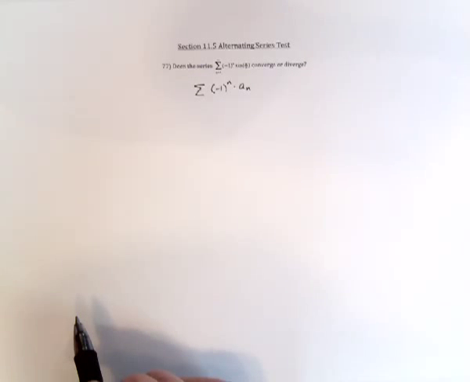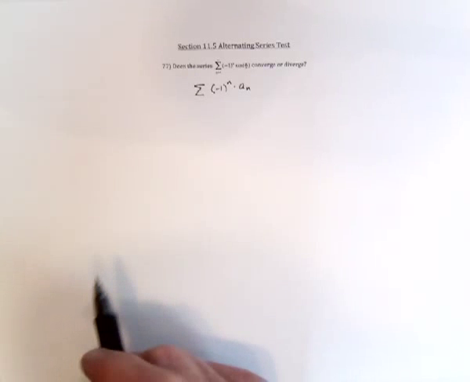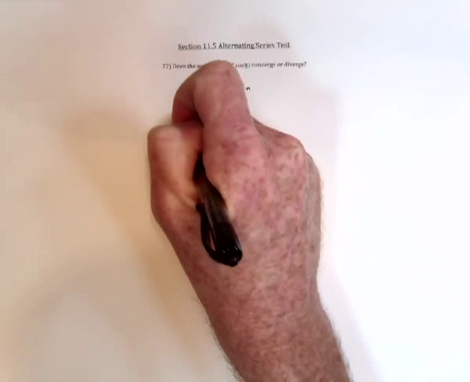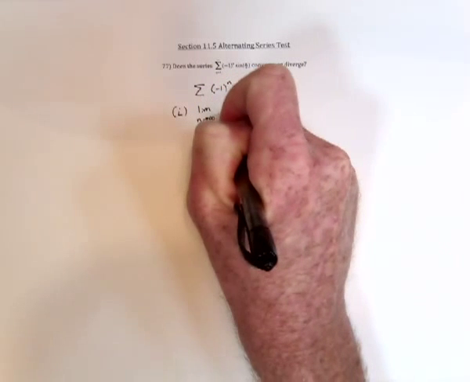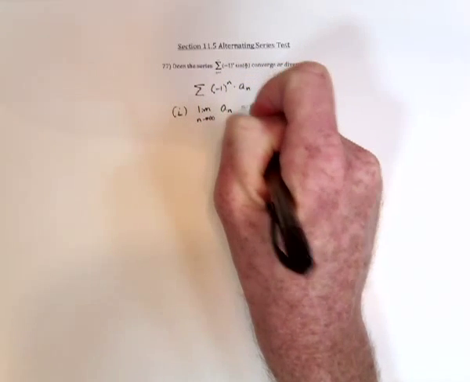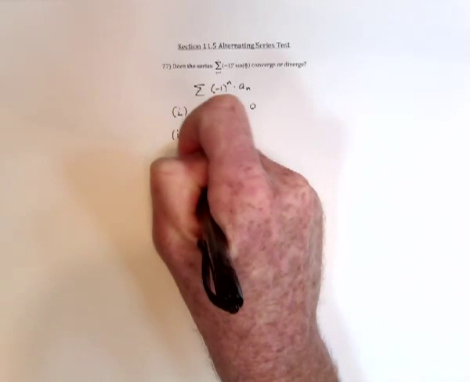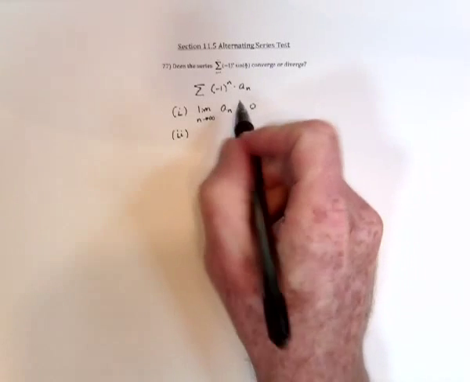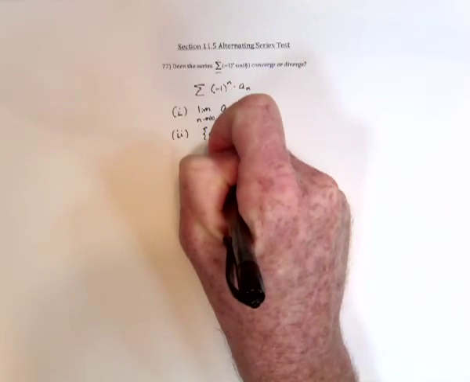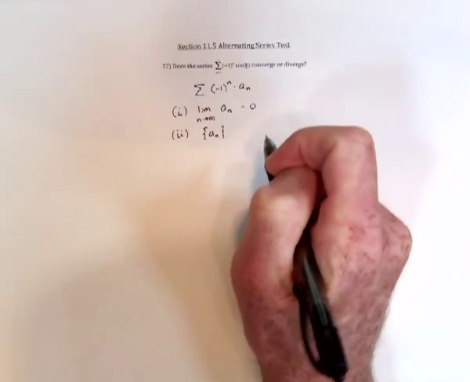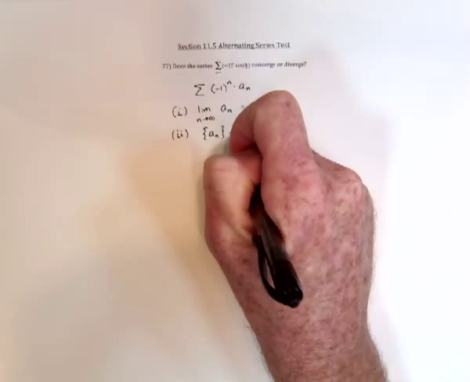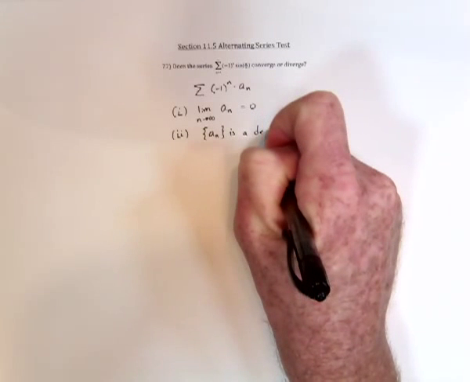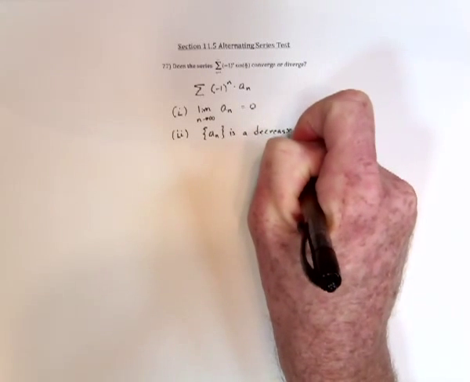Okay, so then there's two things you have to verify. One is you have to show the limit as n goes to infinity of just the AN part will be 0. And you then have to show that the sequence AN, so the sequence of numbers, is always getting smaller. Or in other words, it's decreasing.